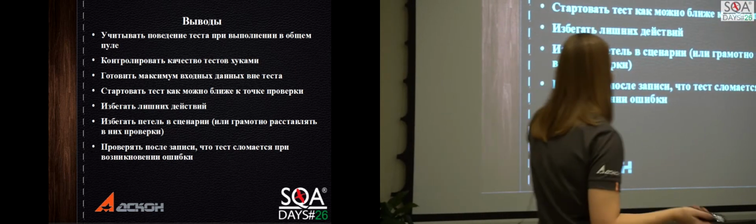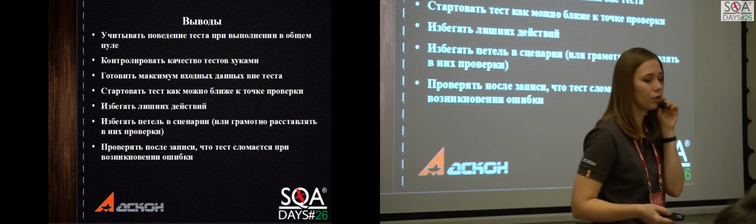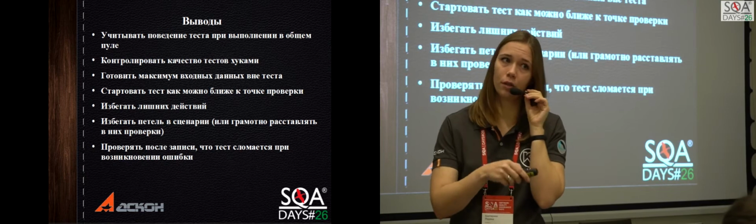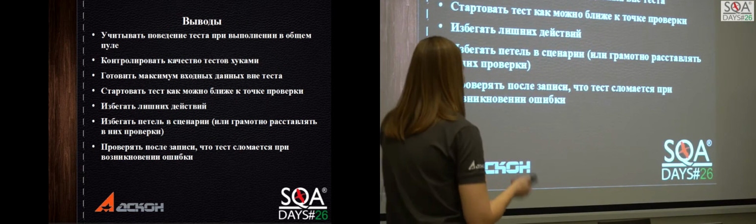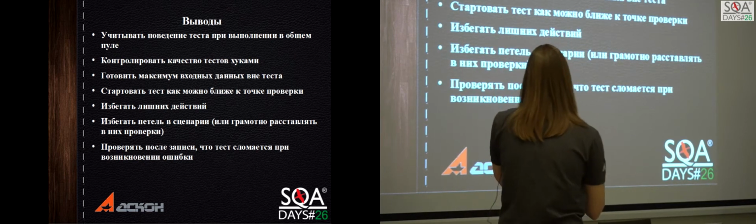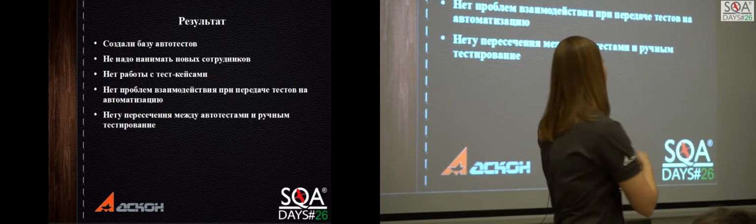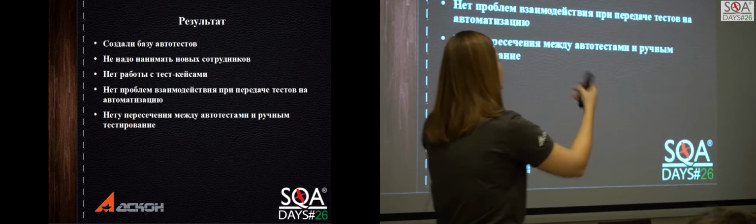So we made a list of theses which have to be followed by everybody who is only starting automatization, who is switching from manual to automatic testing. And here you see on the screen all these things. So what did we get at the end, and what did we want to make?